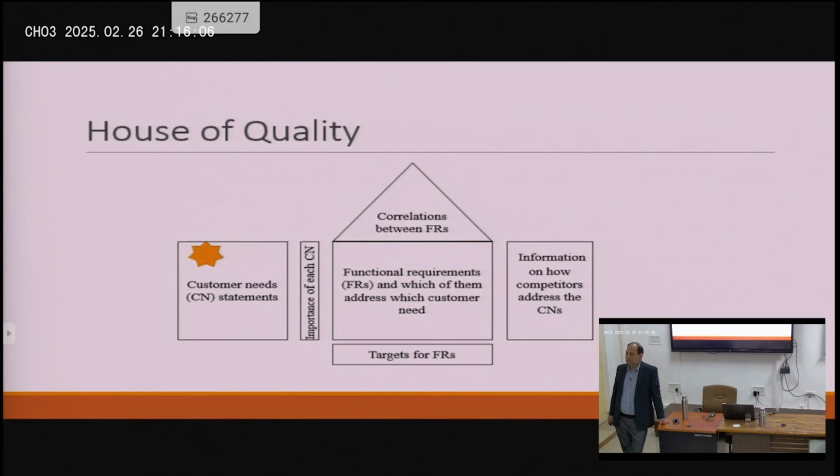So like I said, customer needs go here, importance goes here, functional requirements and their correlation with customer needs go here, targets go here, information on competitors goes here, and then your correlation between functional requirements goes here.